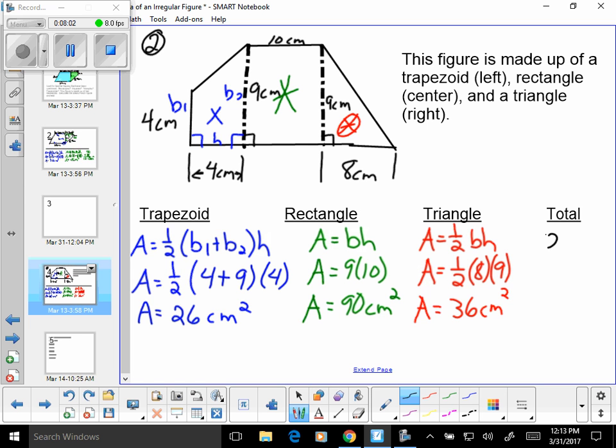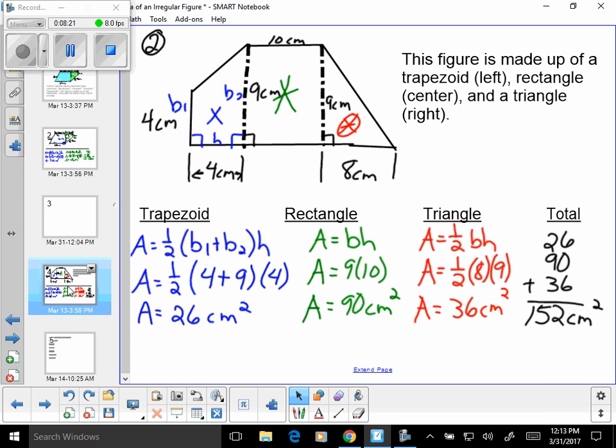I'm going to take 26, 90, 36. Yes, I'm going to use an addition sign so that for sure when someone sees that, they go, okay, they added, and you should get 152 centimeters squared.